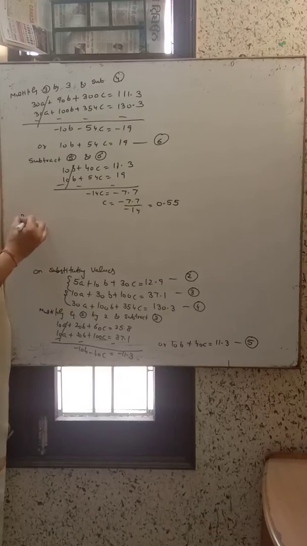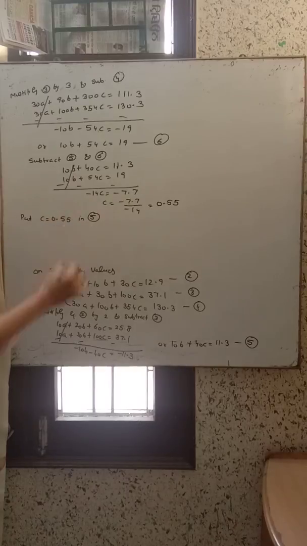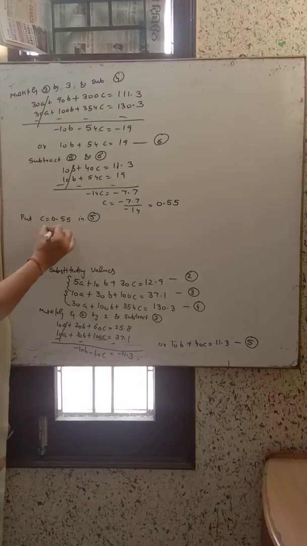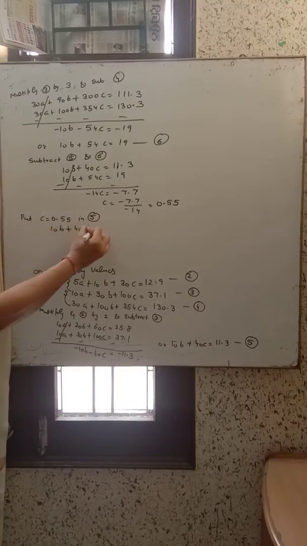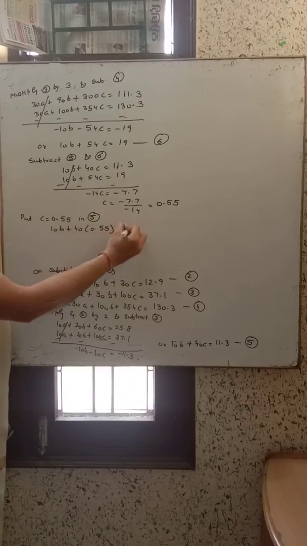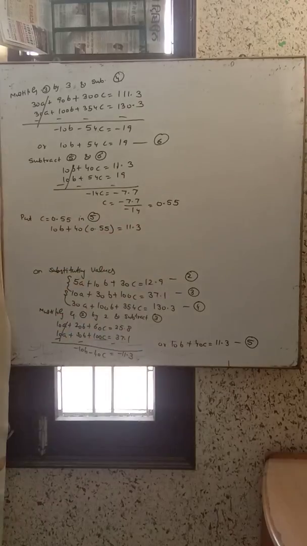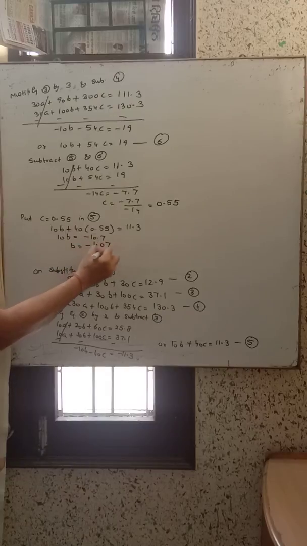Now we have got c. Substitute this value of c in, say, equation number 5. You can substitute in 5 or 6. So I am substituting it in 5. 10b plus 40 multiplied by 0.55 is equal to 11.3. This is equation number 5. Now on calculating, 10b comes out to be equal to minus 10.7 and b comes out to be minus 1.07. This is the value of b.